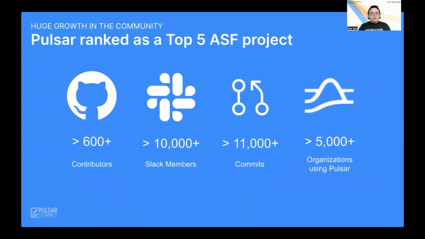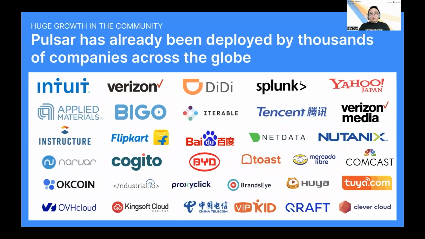With all the efforts from many contributors, committers, and PMC members, Pulsar has grown and become a top 5 Apache Software Foundation project with more than 600 contributors, 10,000 Slack members, and adopted by tens of thousands of organizations globally. This is a snapshot of the companies who are using Pulsar, from MarTech to financial services to IoT, manufacturing to retail, e-commerce to gaming and more.